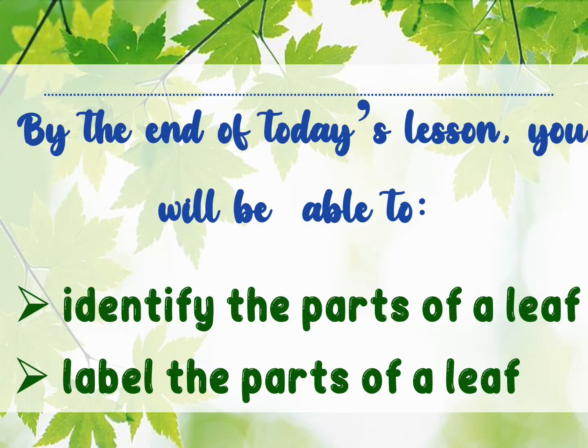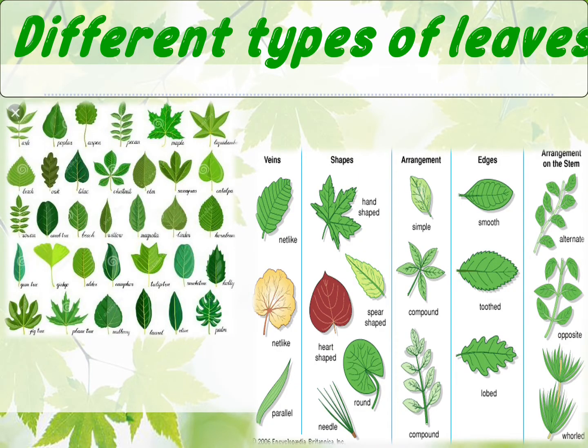By the end of today's lesson, you will be able to identify the parts of a leaf and label the different parts of a leaf. Now, in our previous lesson, we learned that there are different kinds of leaves, shapes, veins, arrangement, everything. Now, I asked you all to bring a leaf.